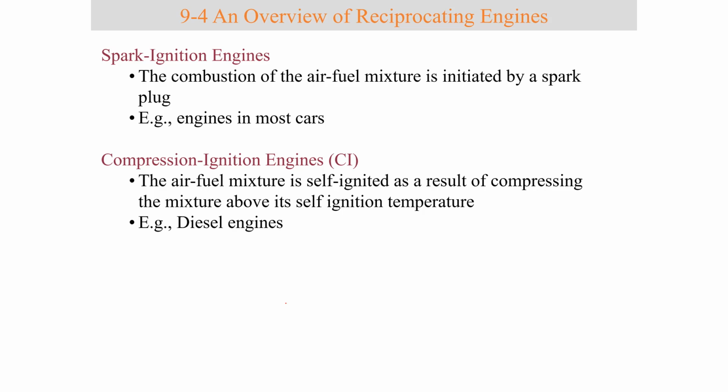Now we're going to look at two different types of engine cycles. One is the spark ignition engine, where the combustion of an air-fuel mixture is initiated by a spark. That would be, for example, most engines found in most cars. Another one is compression ignition engines, where the air-fuel mixture is self-ignited as a result of compressing the mixture above its self-ignition temperature. That is called a diesel engine, for example.